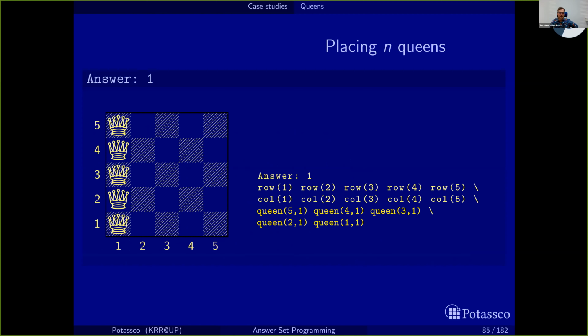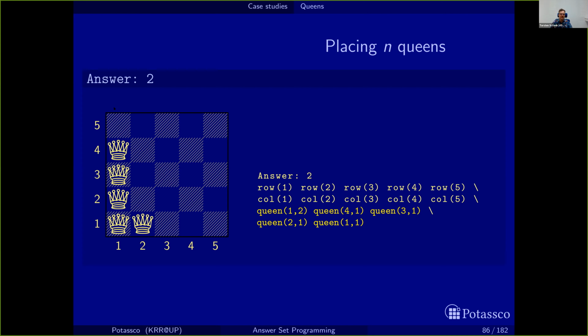That's the first solution. It stacked them all here. And then the second solution it enumerates is this one. This is all heuristic driven. It's not deterministic, so the order in which the solutions are given out, you cannot predict them. It's deterministic, but you cannot predict them. And this is the second solution that you get.